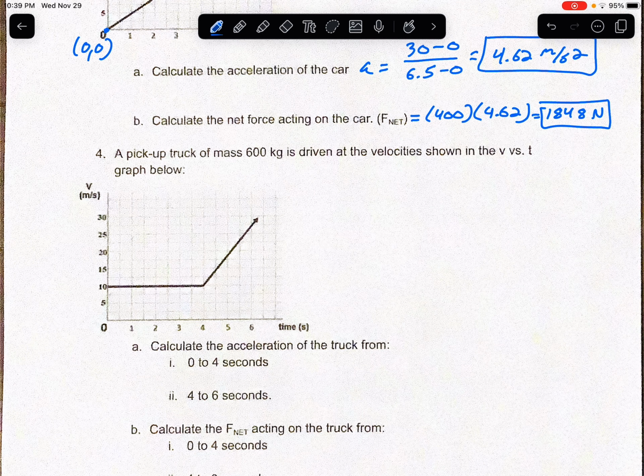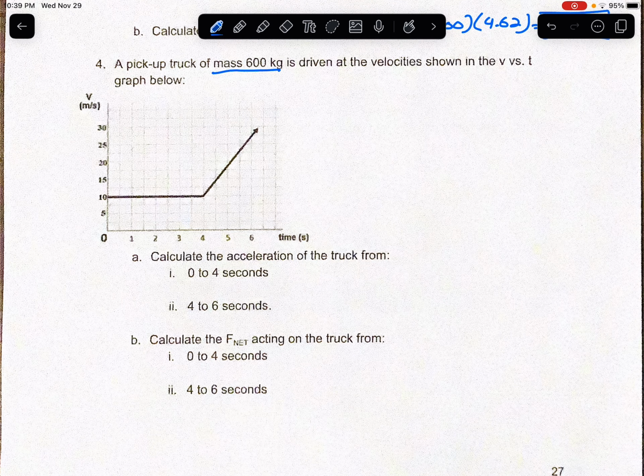A pickup truck of mass 600 kilograms. So again, apparently typos are just all up in this. Mass is 600 kilograms. Calculate the acceleration of the truck from 0 to 4 seconds. From 0 to 4 seconds, there's no slope, so acceleration will be 0.